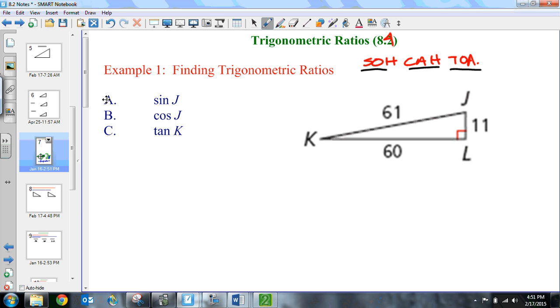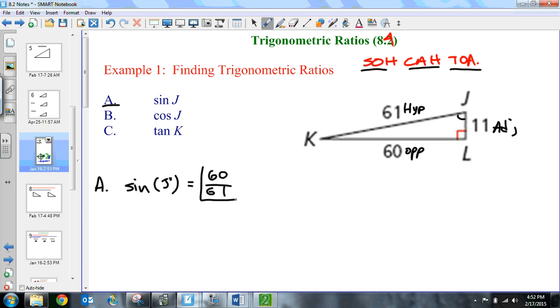So what I want to do, let's do part A first, where it says sine of angle J. So here's angle J. If I look at angle J, I see that I have an opposite side, a hypotenuse, and an adjacent side. So if I wanted to find sine of angle J degrees, I'm going to use the opposite side, which is 60, and then divide that by the hypotenuse, which is 61. Okay, so that would be part A. That would be my answer.